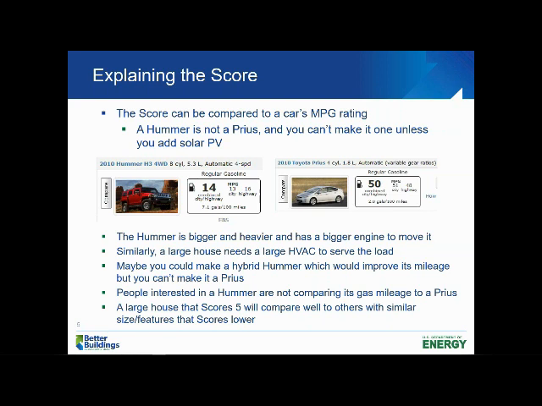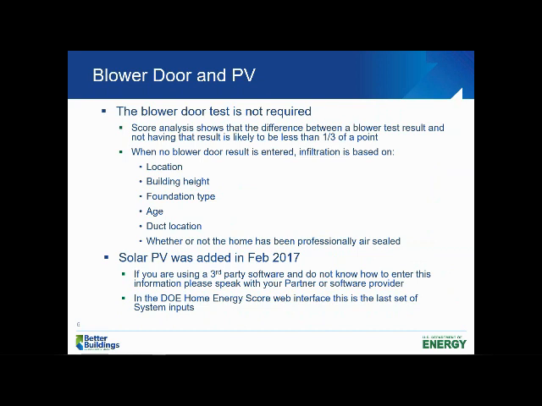The other thing to keep in mind, though, is when people are buying houses, they're looking at purchasing. If they're looking at Hummers, they're looking at Hummers. They're not comparing the miles per gallon on a Hummer with the miles per gallon on a Prius. So a large house that scores a 5 may well compare very well to its neighbors who are scoring 2s and 3s. And they're not comparing that to a smaller house that maybe scores an 8.